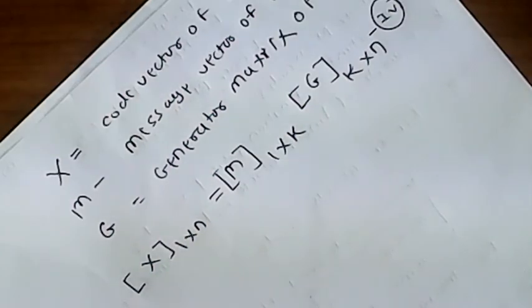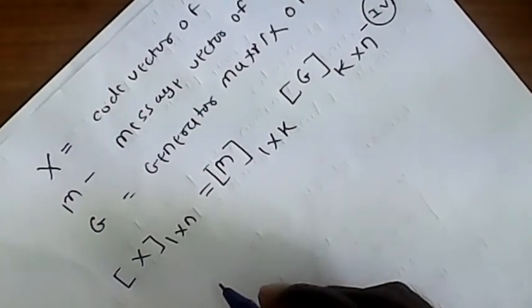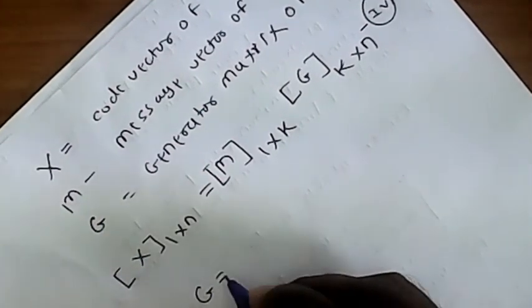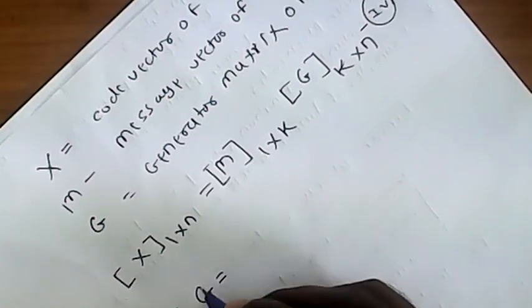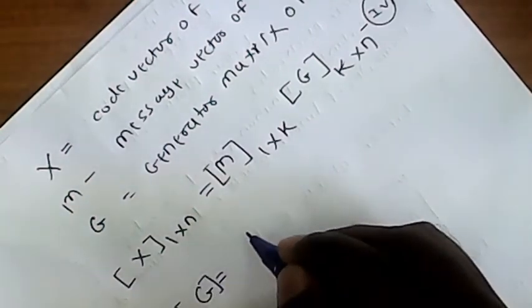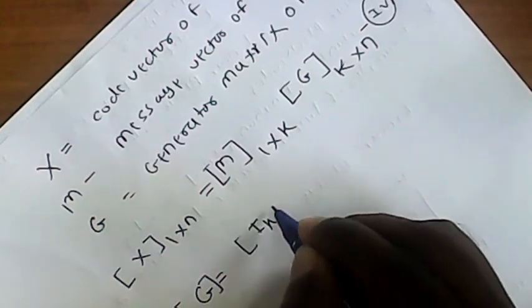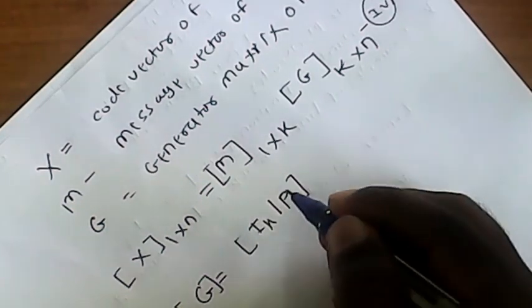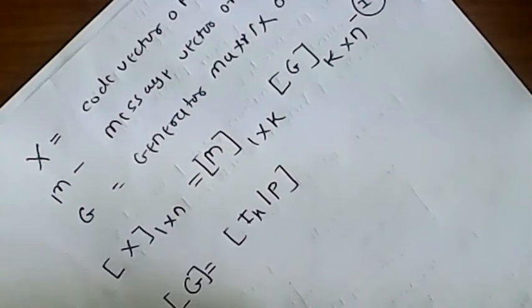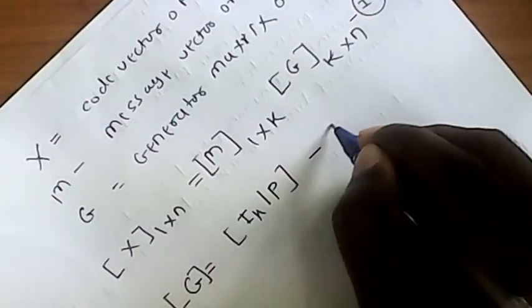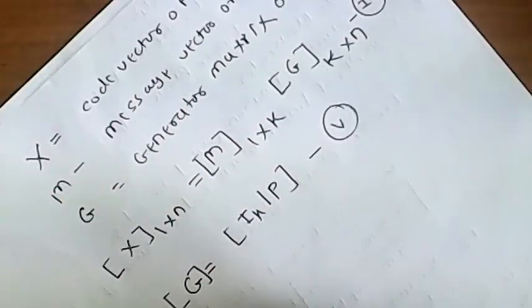Now generator matrix will be dependent on the type of linear block code that will be used. So generally generator matrix G, we define capital G is equal to Ik P, where this is equation number 5. So this is a very important equation to find out the generator matrix.